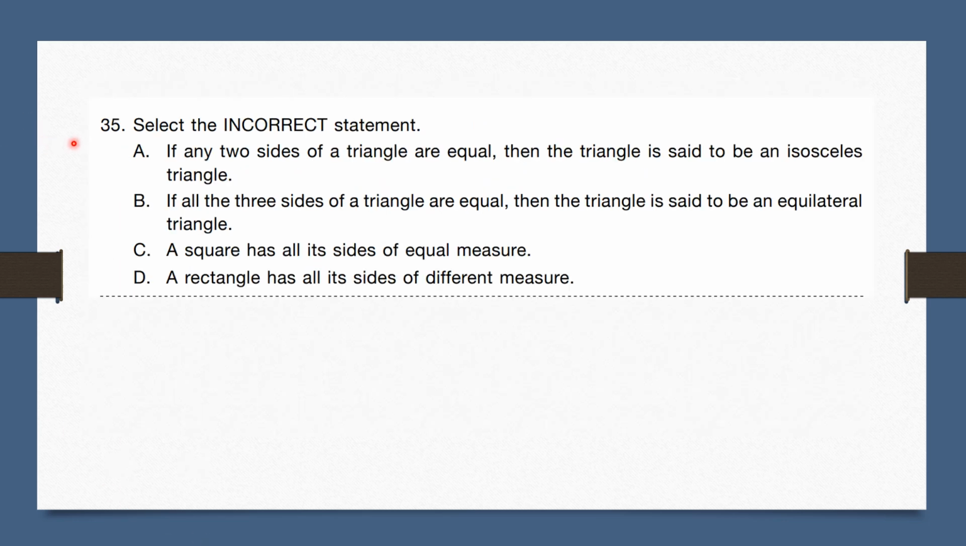Question number 35. Select the incorrect statement. If any two sides of a triangle are equal, then the triangle is said to be an isosceles triangle. This is correct. If all the three sides of a triangle are equal, then the triangle is said to be an equilateral triangle. This is also correct. A square has all its sides of equal measure. This is also correct. A rectangle has all its sides of different measure. No, it's not correct because opposite sides are of the same length. So our answer is option D.